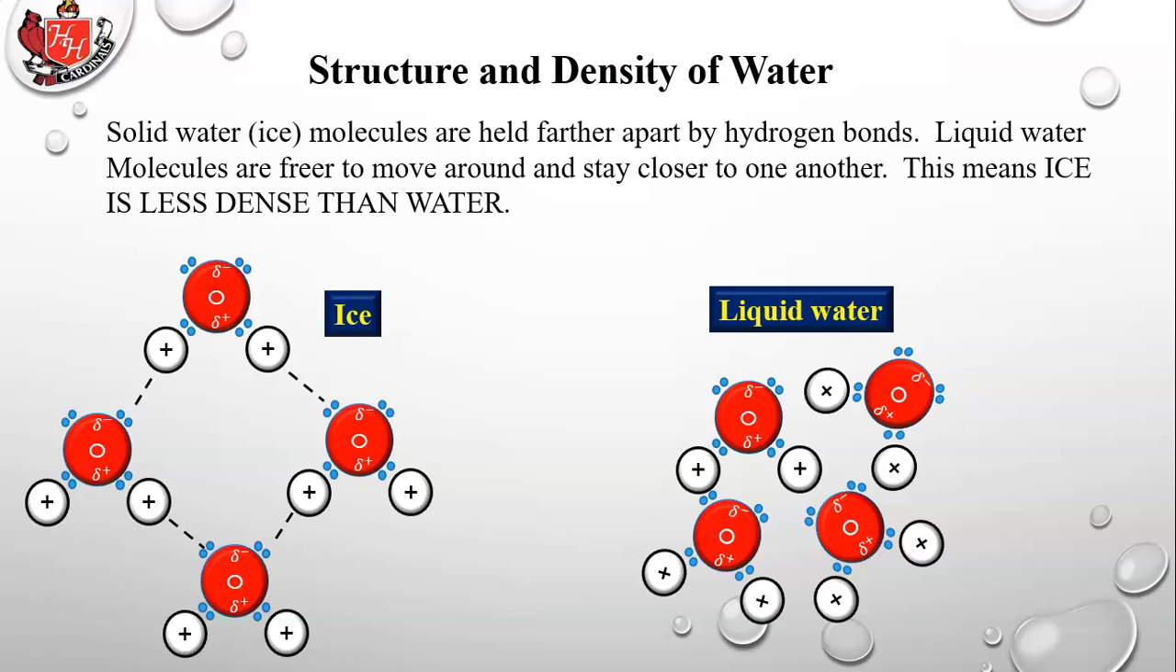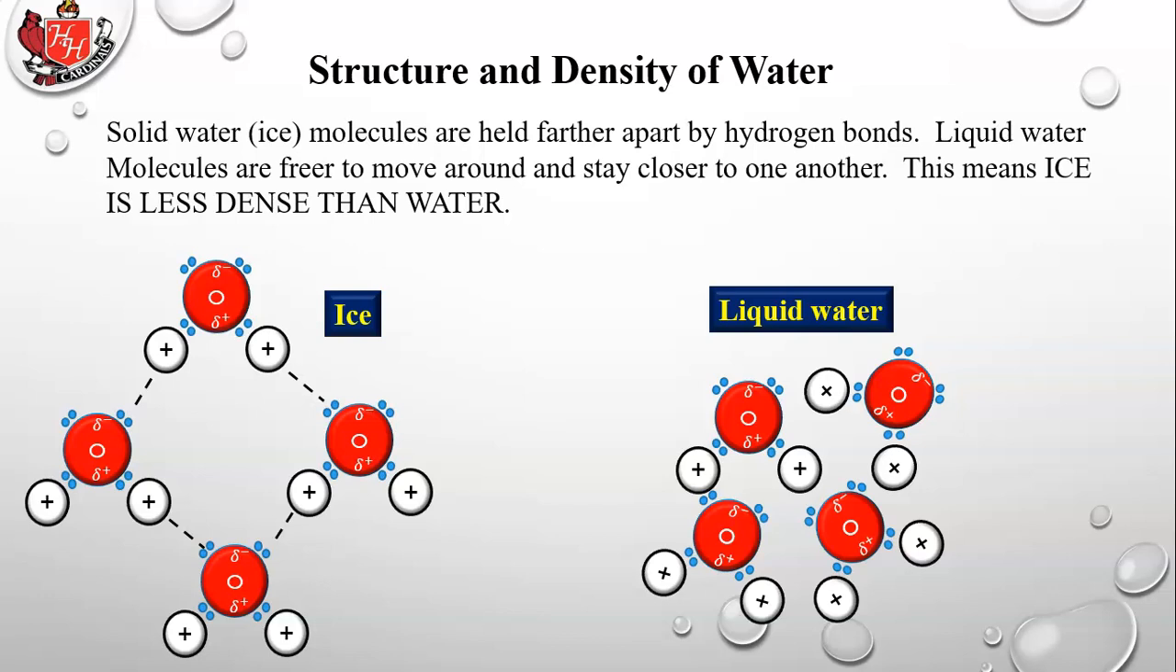Solid water ice molecules are held farther apart by hydrogen bonds. Liquid water molecules are freer to move around and stay closer together. This means ice is less dense than water. So what density is, it's how much mass, or you can simply think of it as how many water molecules you have in a given amount of space, in a given amount of volume.